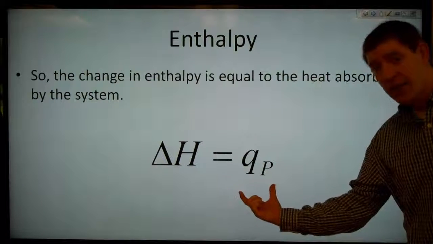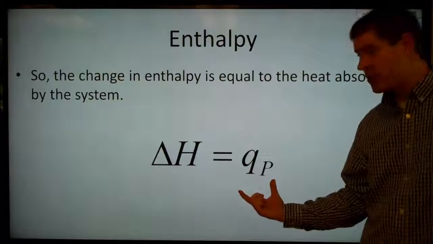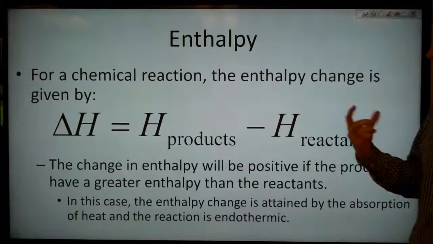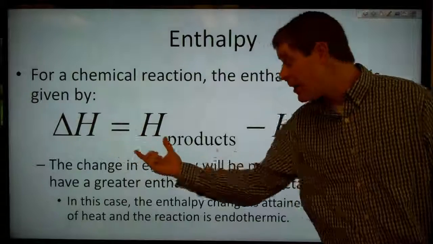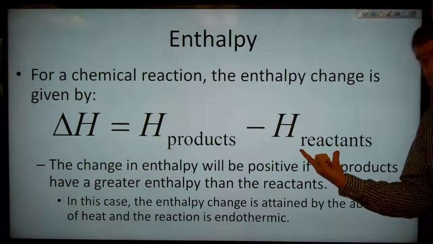Remember, Q is defined from the system's perspective. So this is the heat absorbed by the system at constant pressure. That's equal to our change in enthalpy. So for a chemical reaction, the enthalpy change is given by delta H is equal to the enthalpy of our products minus the enthalpy of our reactants.